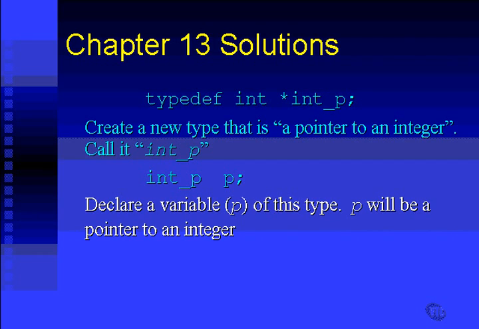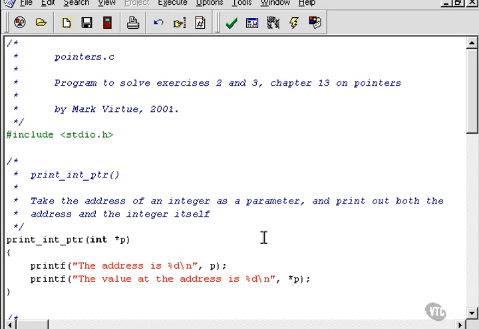Let's now go and have a look at the code and find the solutions to those exercises that I posed to you. This is a file called pointers.c in the solutions folder. I'm actually going to use this one program to solve the two exercises that I gave you, the myscanf exercise and the print-in-pointer exercise. They're both solved in this particular source code file. First of all, we'll have a look at print-in-pointer.